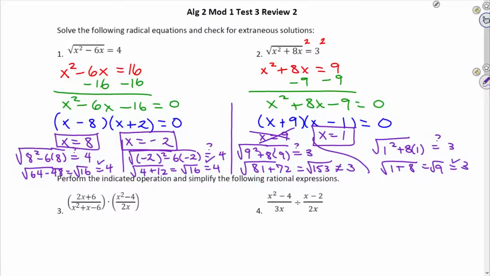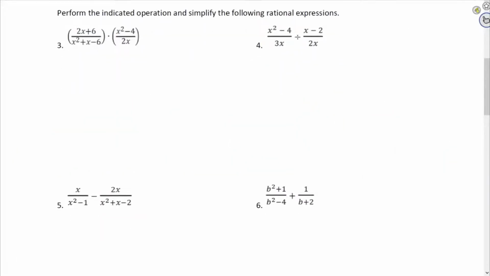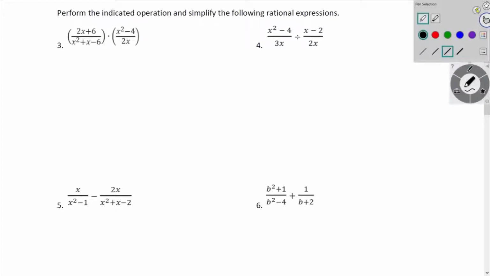Okay? So again, you will solve for the radical, which is done already in these two problems. You square both sides and you solve that quadratic. Okay? We've done those things like this before. Okay, next we will perform the indicated operation and simplify the following rational expressions.